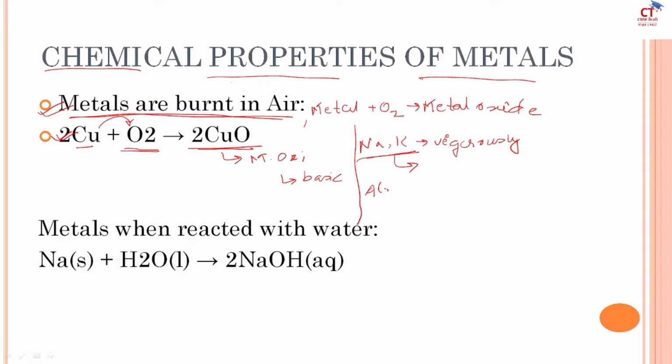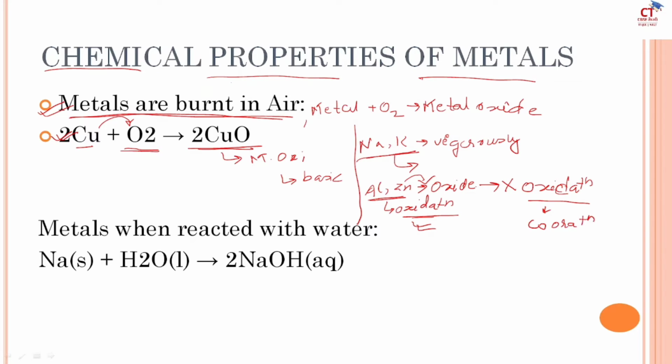Then we have aluminium and zinc. These are covered with a thin layer of oxides, because these two can undergo oxidation. We have learned about the process of oxidation in chapter 1. So these two elements are covered with a thin layer of oxide so that no further oxidation occurs, because oxidation turns a metal weak, and as a result corrosion occurs.